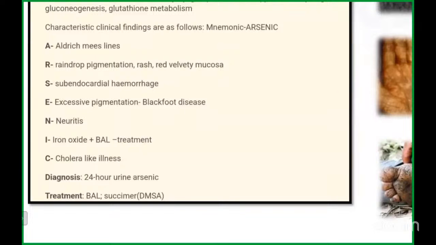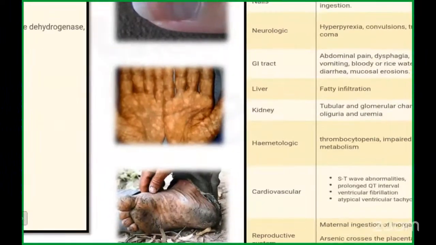The diagnosis is made through urine, so 24-hour urine arsenic is what you take. Treatment, I already told you, it's iron oxide and BAL or DMSA. That is what we use.